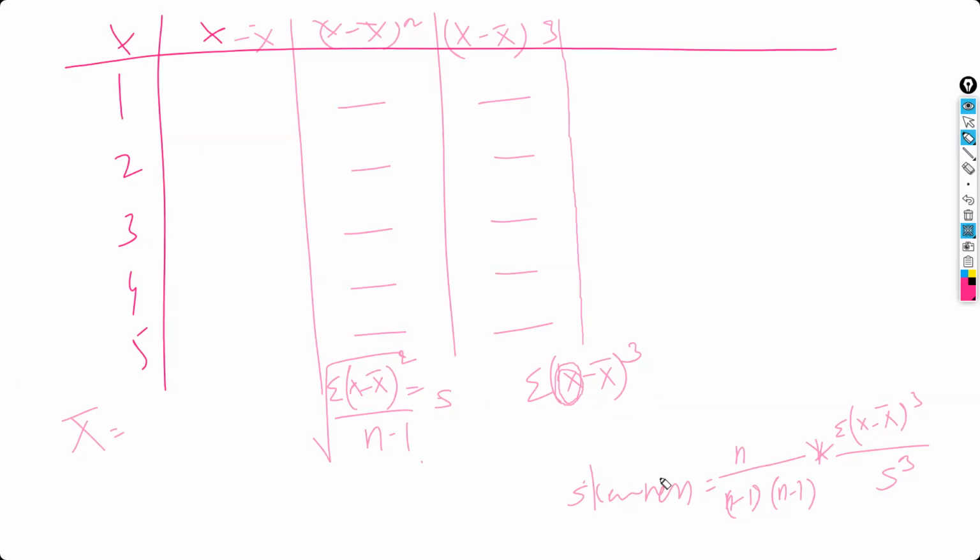Is the point clear, everyone? So, you are going to calculate the sigma of (x minus x bar) whole cube from this particular column. Using this column, you are going to calculate the standard deviation, and from that, you are going to calculate the skewness. Clear, everyone? So, this is the measures of shape.